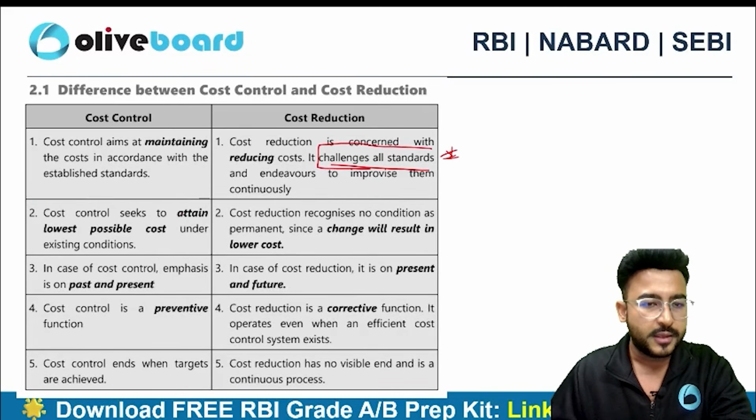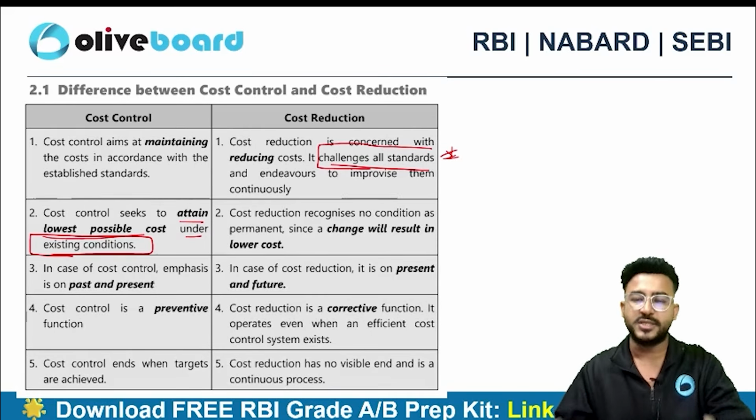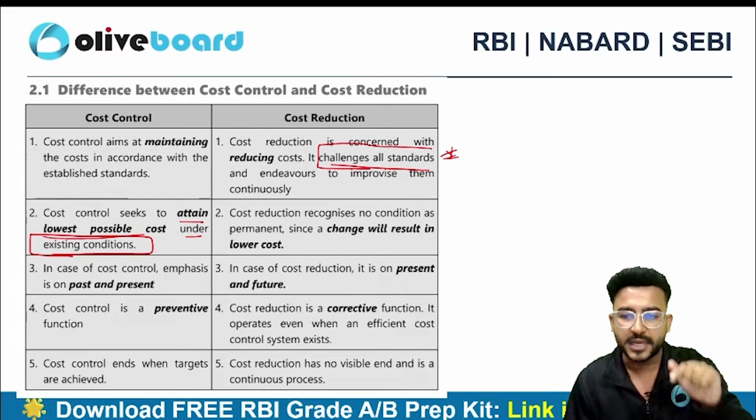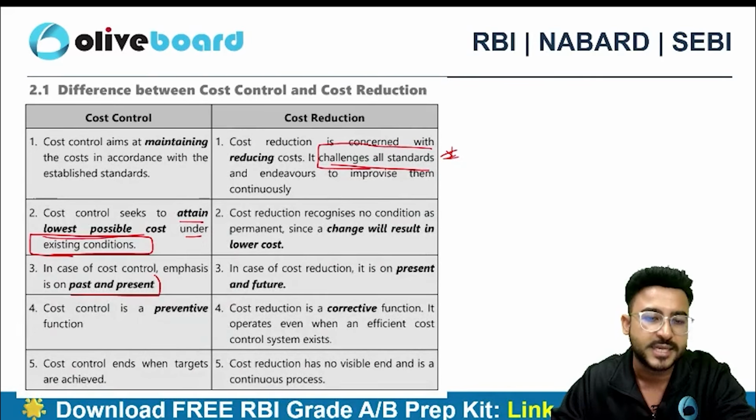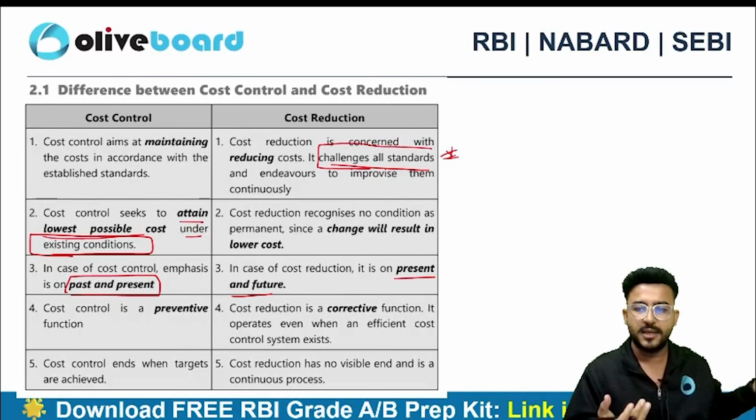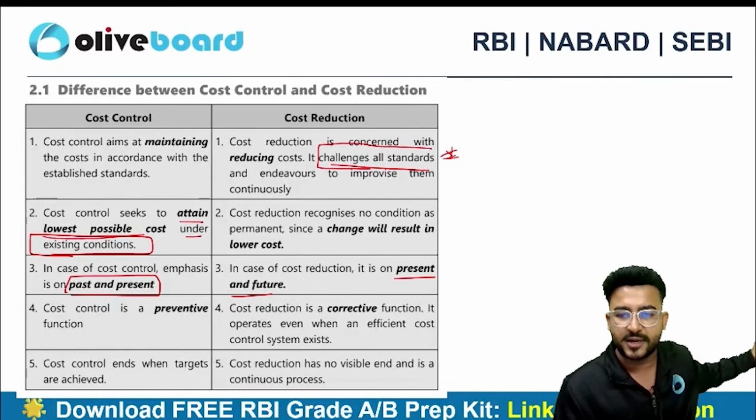Cost control seeks to attain lowest possible cost under existing conditions, not best conditions, not future conditions, but in existing conditions. And that's why cost control focuses on past and present, whereas cost reduction focuses on present and future. We don't care about the past. I can't go to the past and reduce my cost.